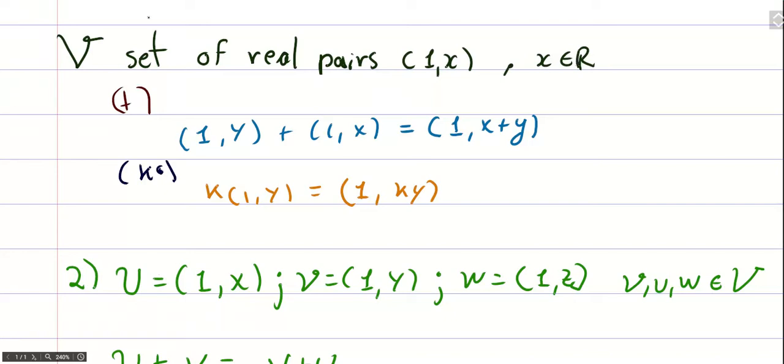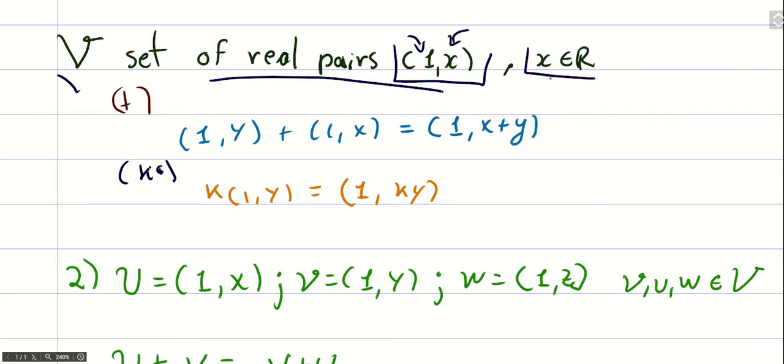Hello there. So in this exercise we got a set V that is defined over the real pairs that have this structure. That means 1 in the first coordinate, and on the second coordinate you got just any real number. Okay, so this is the structure of the elements of this set V, and in addition we got two operations, the sum operation that is defined as follows.